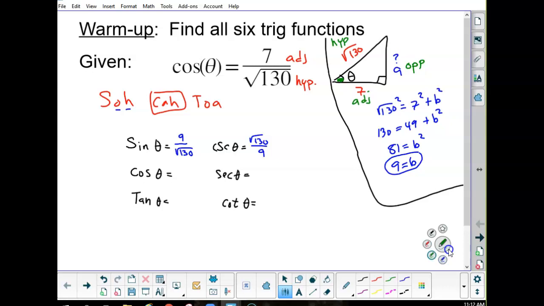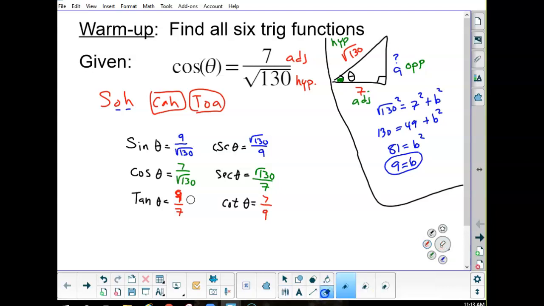And then we can do the same thing with cosine. Now cosine was the one that was given, and then its reciprocal is secant. And then the last one is tangent, which is opposite over adjacent. 9 over 7. So that doesn't really reduce. Let me make that look a little better.